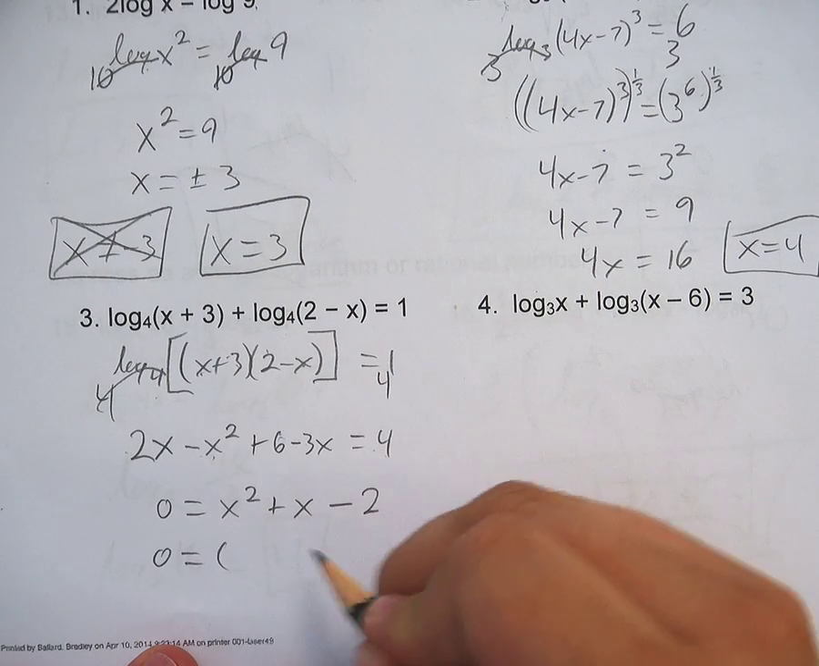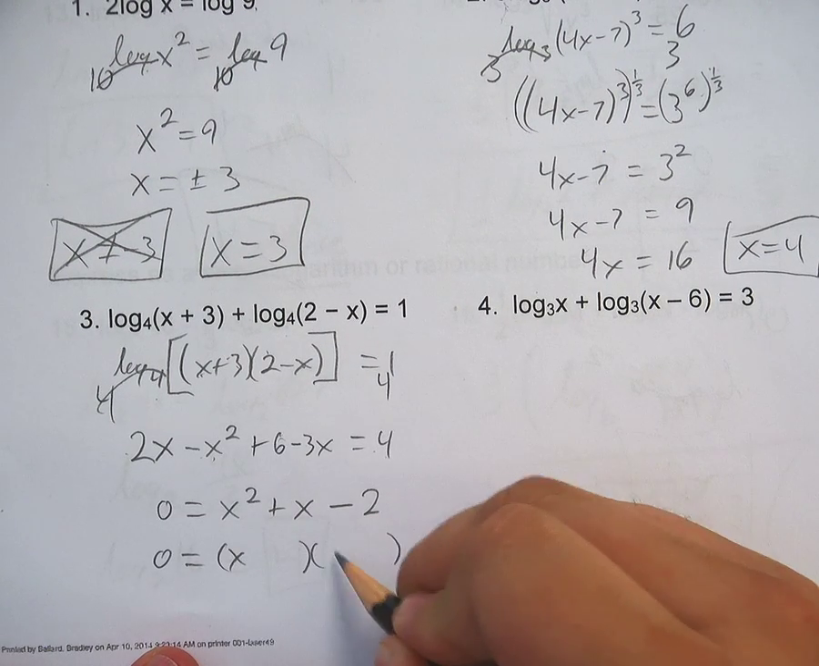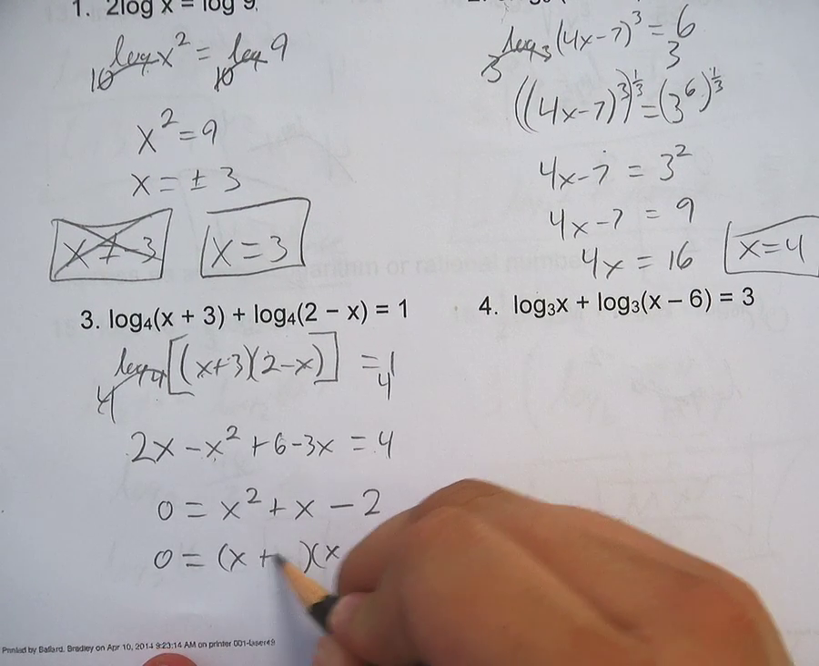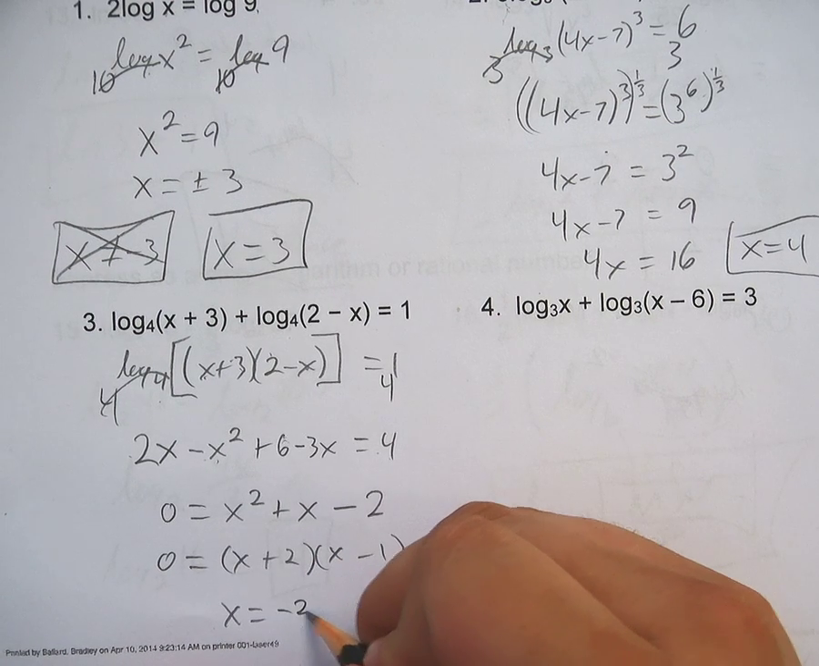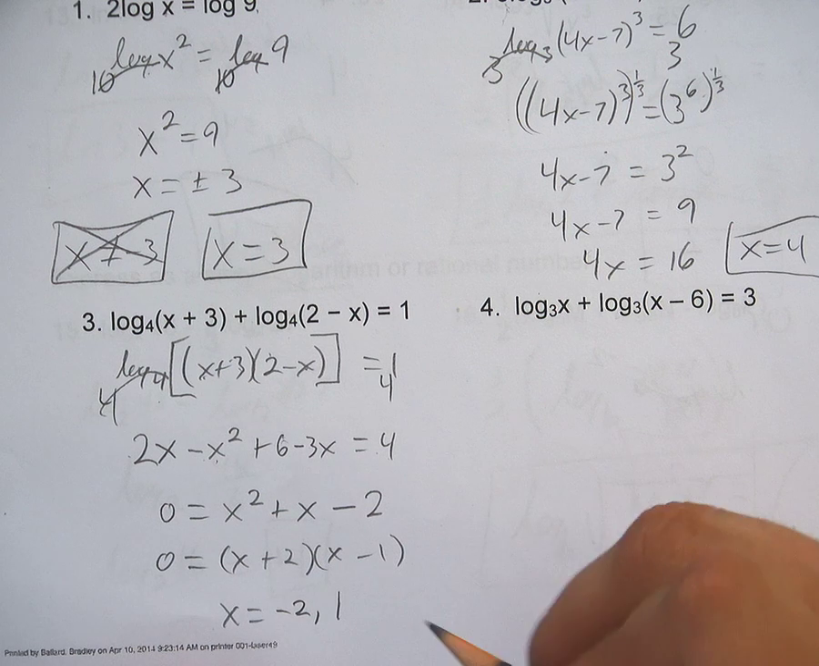Solve for x. Factor it out. X, and that's a plus 2 minus 1. So x equals negative 2 and positive 1.